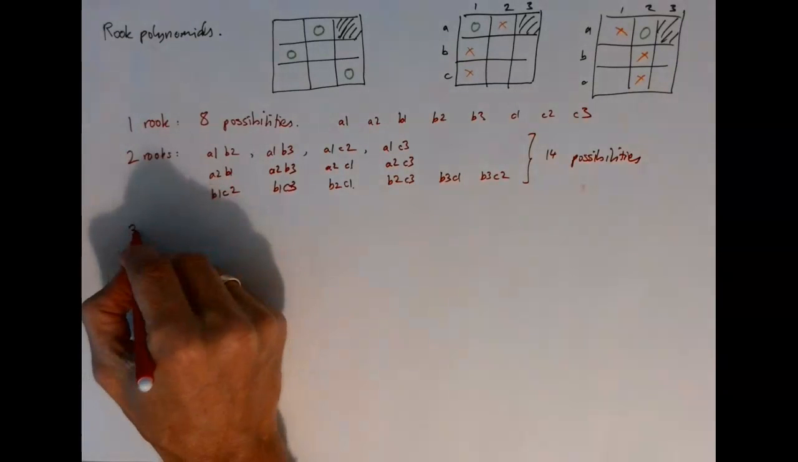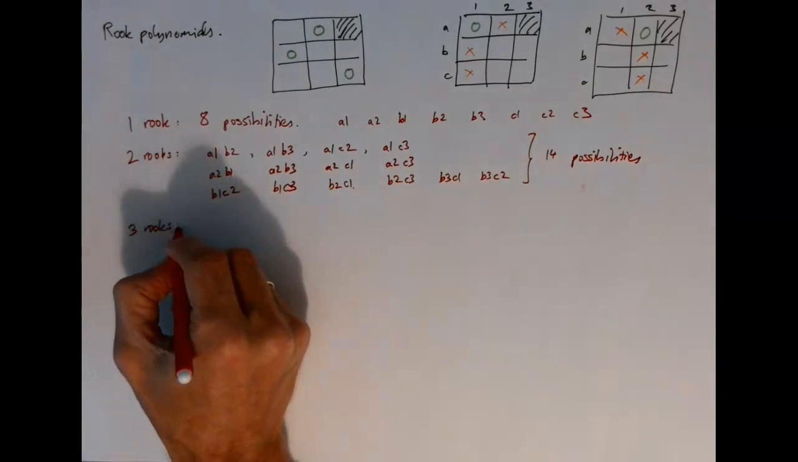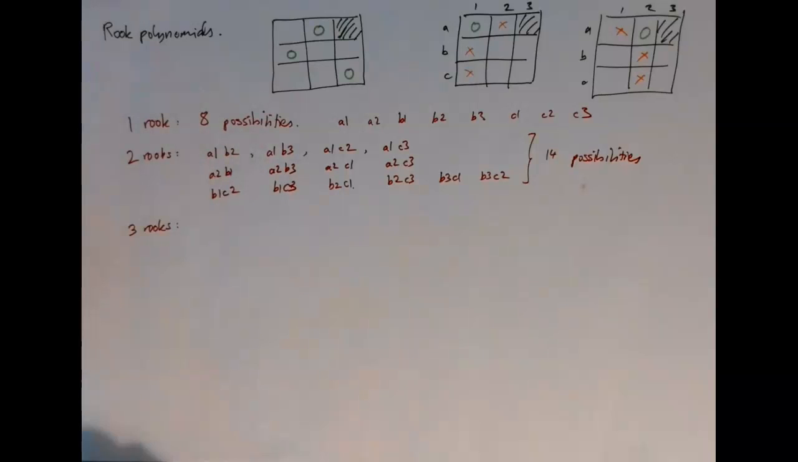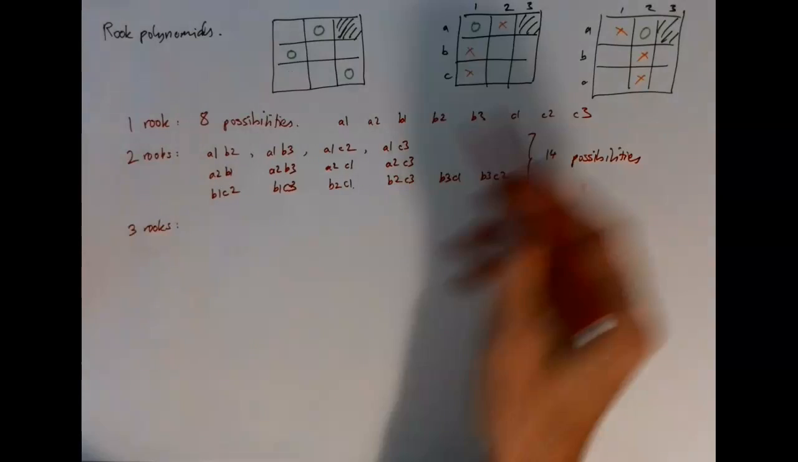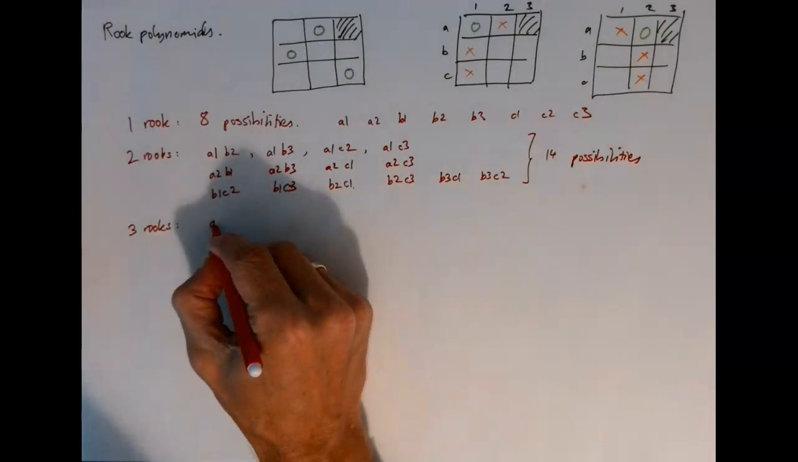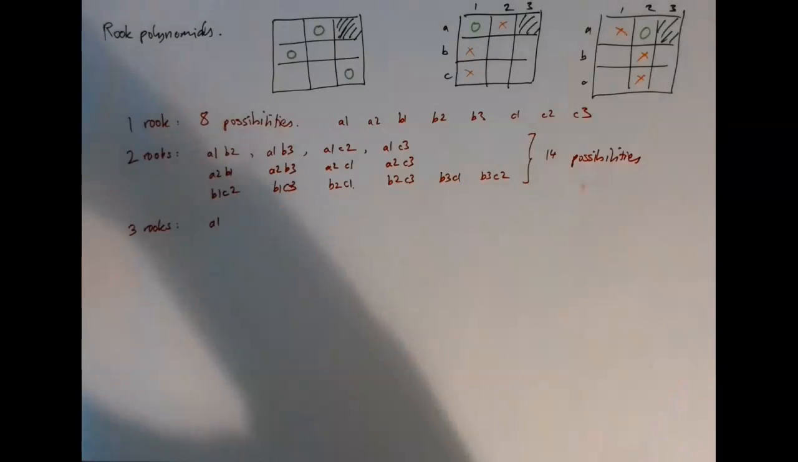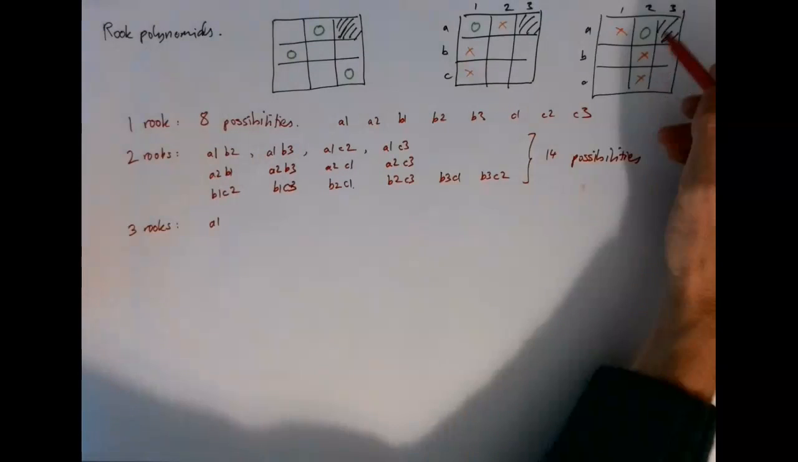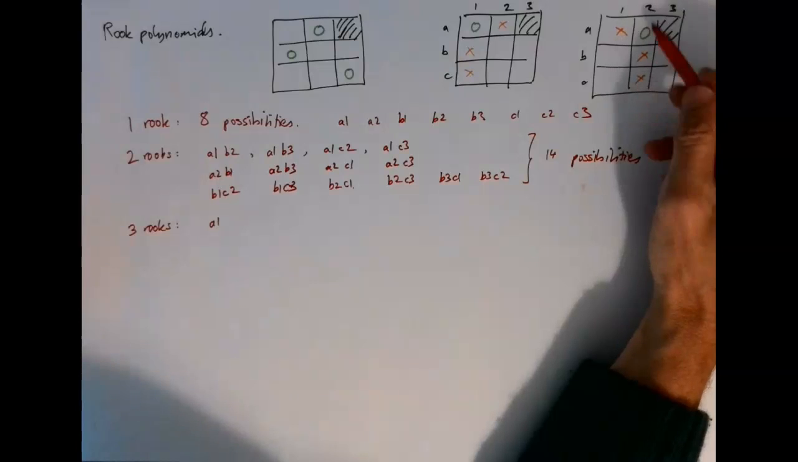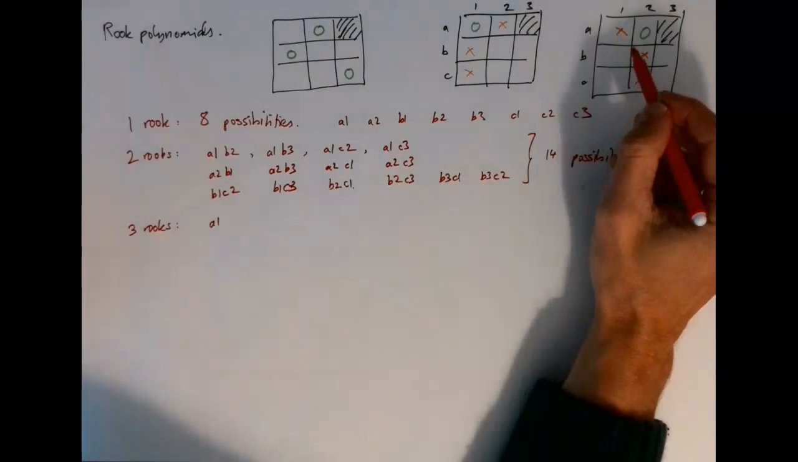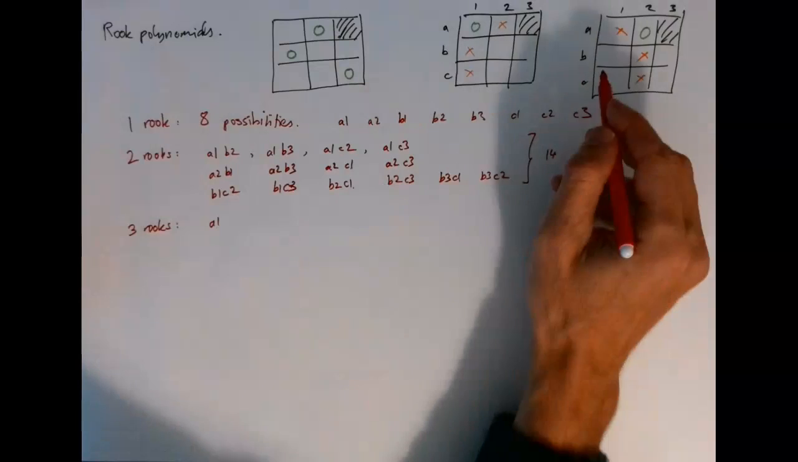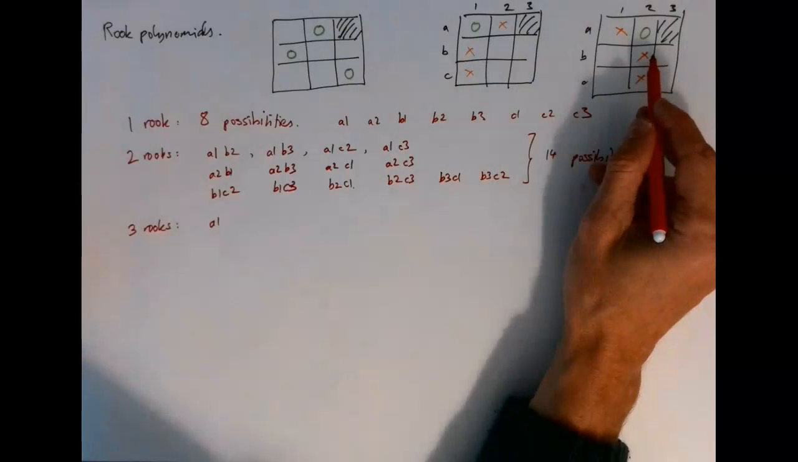And what about three rooks? Again, that's a similar kind of analysis. Let's suppose we start by putting in an A1. Then if we've got three rooks, there has to be one in each row. So we've got to have an A and then a B and then a C. So we've got A1, then you can go to B2.